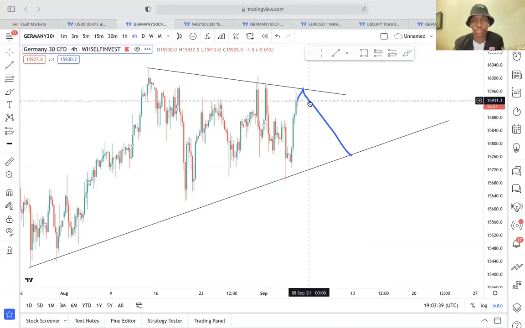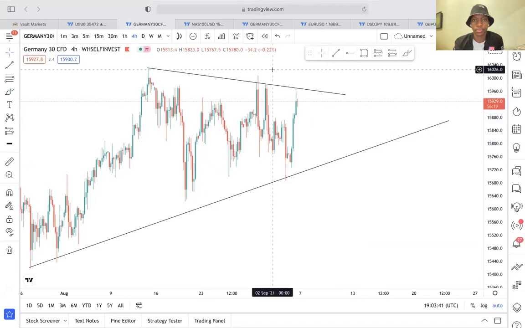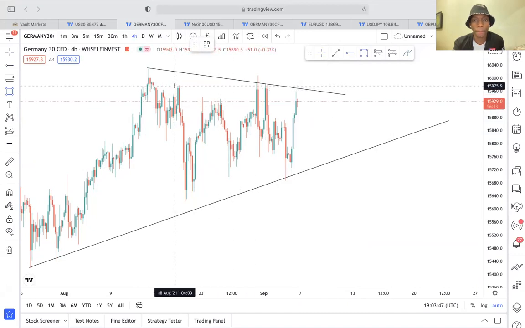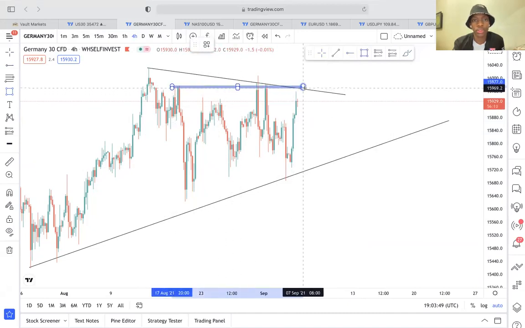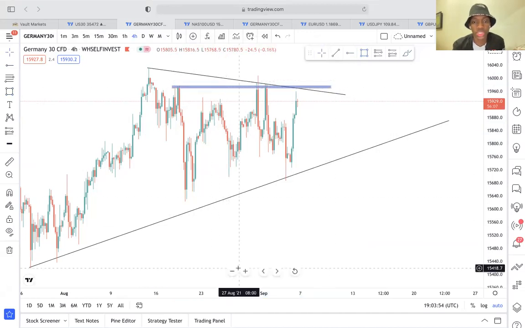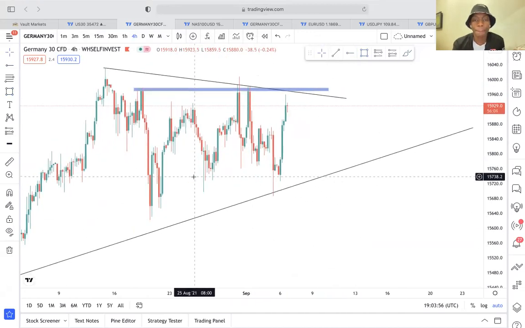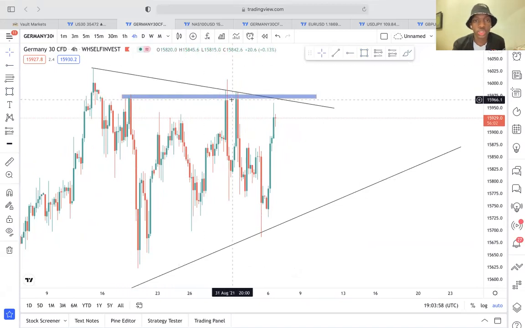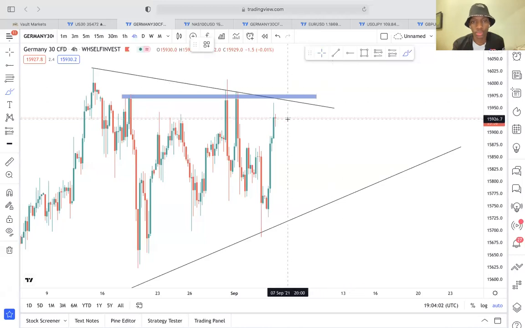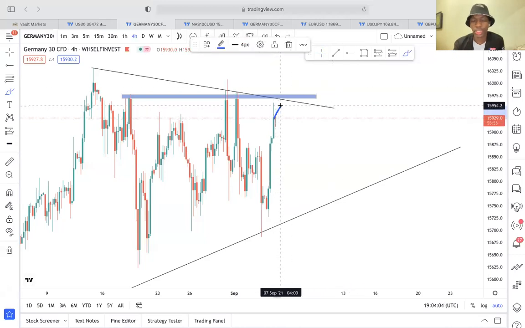I want to delete this. Yeah, so we can also draw in a zone, guys. I like to draw in zones. As much as I say we trade trend lines only, I like to draw in zones because the market likes to spike to zones.